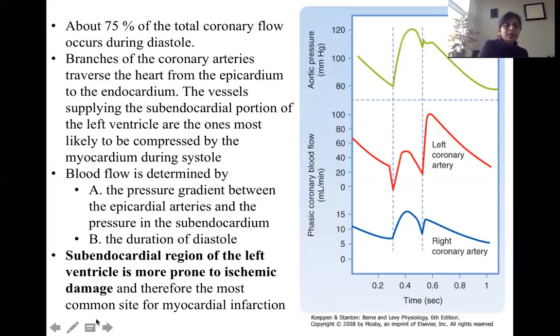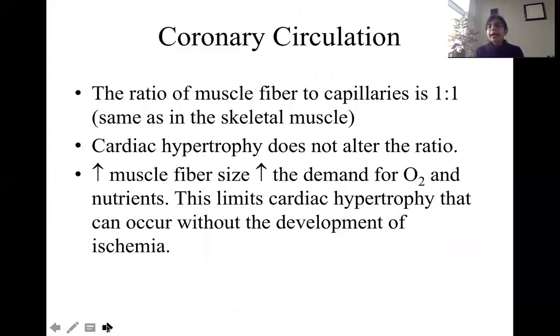Now let's move on to talk about other details related to cardiac muscle and the blood vessel, blood supply, etc. Ratio of muscle fiber to capillaries is 1:1, meaning one muscle fiber receives one capillary. That is, each muscle fiber has its own blood supply. That's how you understand this. This story is the same with skeletal muscle fibers.